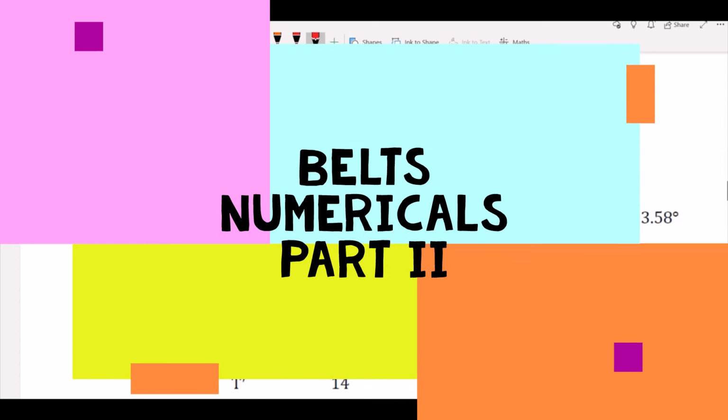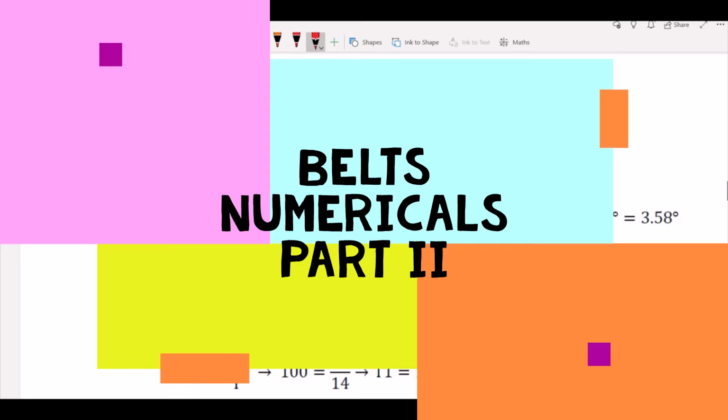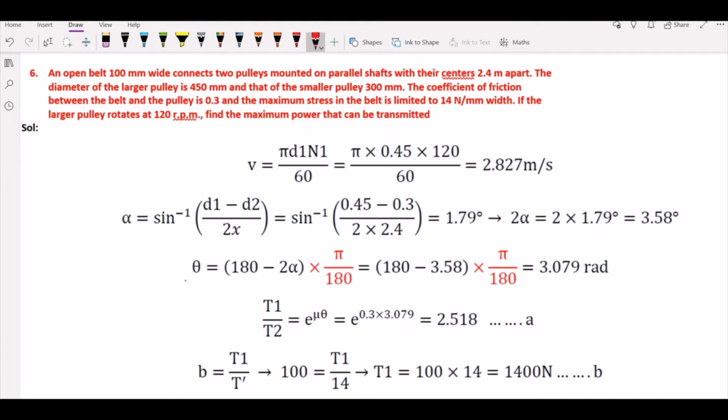Let's begin with problem number 6, continuing with session 2 of the problems related to belts. This is a problem related to the open belt. Problems 1 to 5 are most expected for 3 marks, 5 marks, or maybe 2 marks sometimes, but problems 6 to 10 are most expected for 5, 6, 7, or maybe 10 marks. So please be patient, listen carefully, and understand. Let's begin with problem number 6.